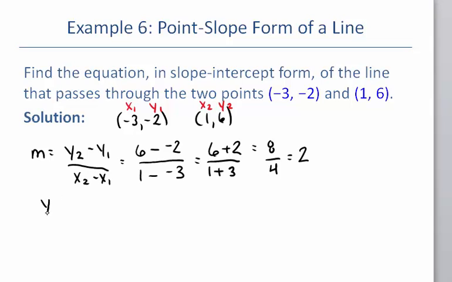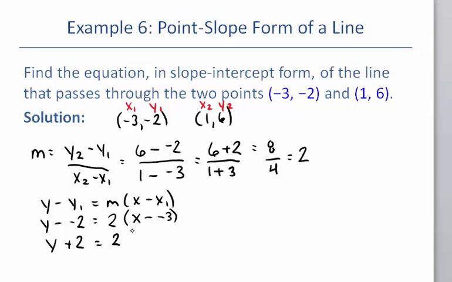So let's take our point-slope formula and let's plug in what we know. Now, I actually can use either of these points, but since this one is already labeled, I'm going to go with the -3, -2. So I am going to plug in for the y1 a -2. For the m, I'm going to plug in a 2. And for the x1, I'll plug in a -3. So I have y plus 2 is equal to 2 times x plus 3.